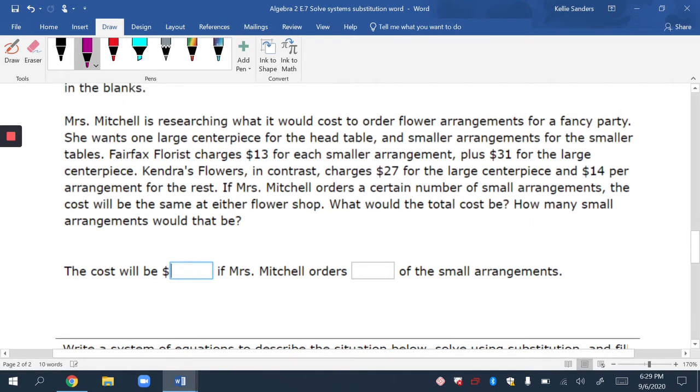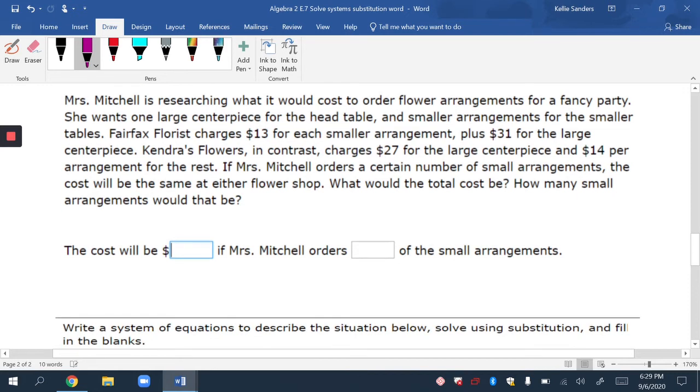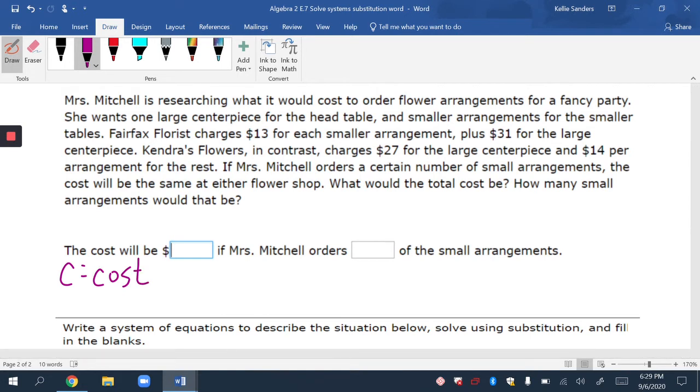So we're going to do C for cost, and A for small arrangements. Again, I don't want to use the letter S because I don't want it to look like a 5. Okay, so for Fairfax, how much would it cost? So if I want to know how much it's going to cost, I'm going to use the letter C at the beginning.